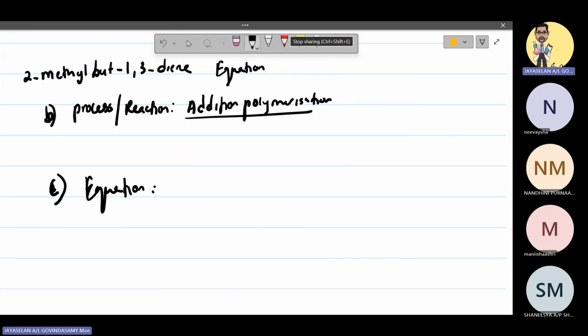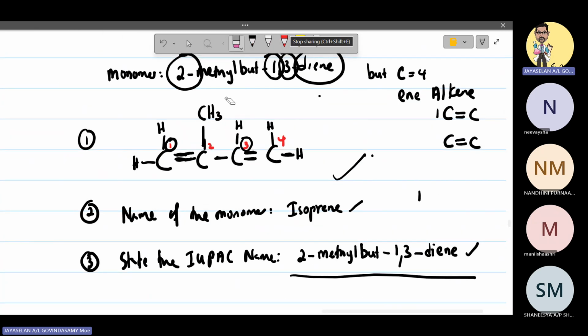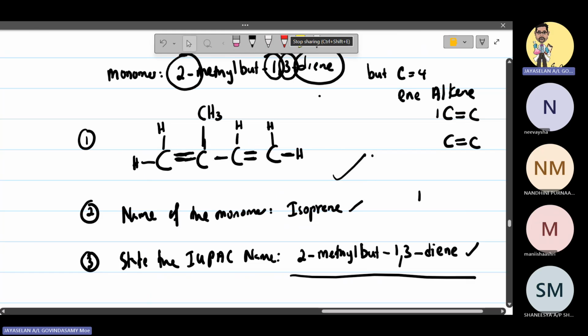They ask you to do the equation. Very simple, because in the exam they already draw the monomer. Once they already draw the monomer, you should be able to do the equation. So how to do the equation?